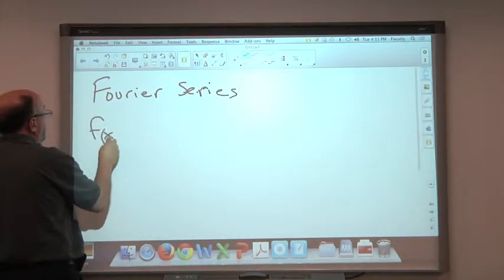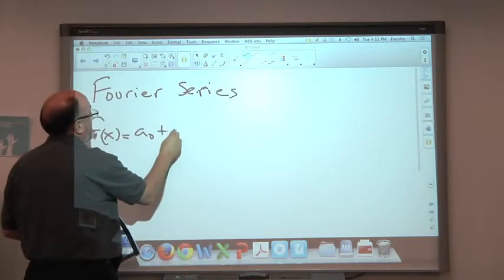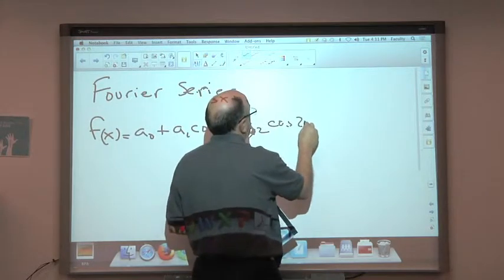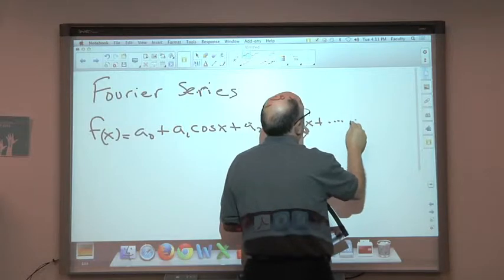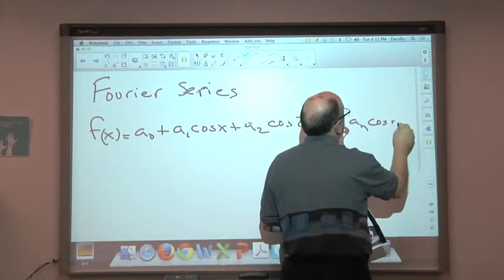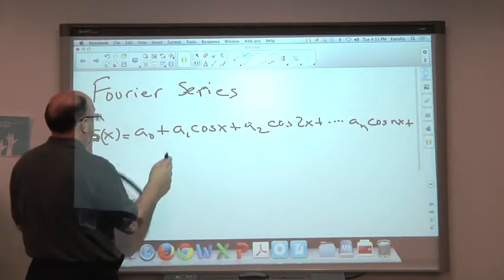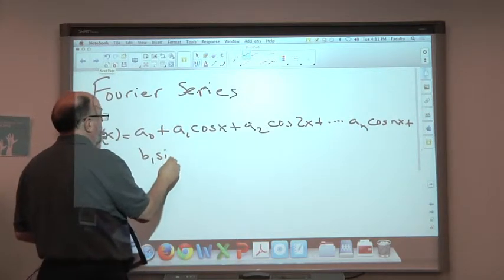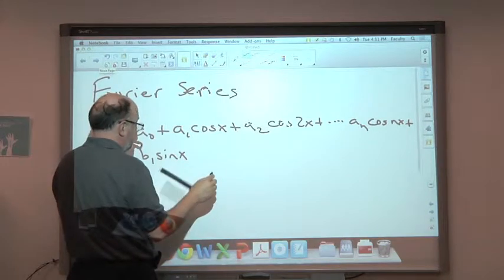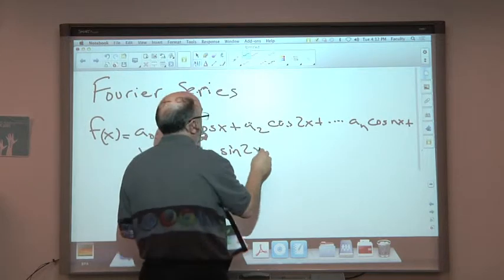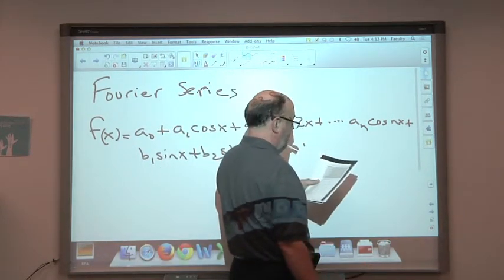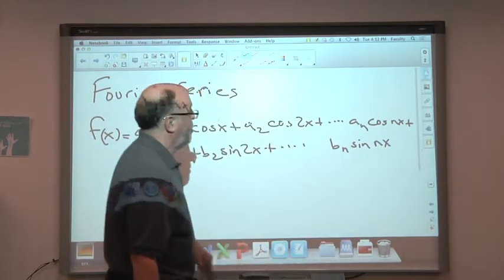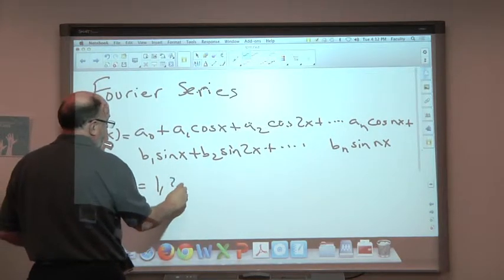So you have f of x equals a naught over 2, plus a1 cosine x, plus a2 cosine 2x, and so on, plus a sub n cosine nx, plus b1 sine x, plus b2 sine 2x, and so on, plus b sub n sine nx, where n is the integers 1, 2, 3.